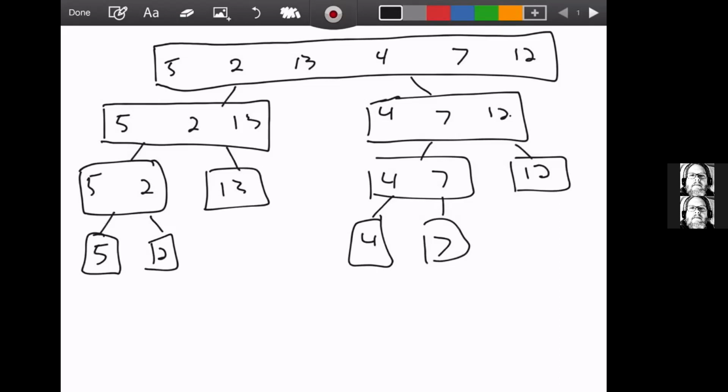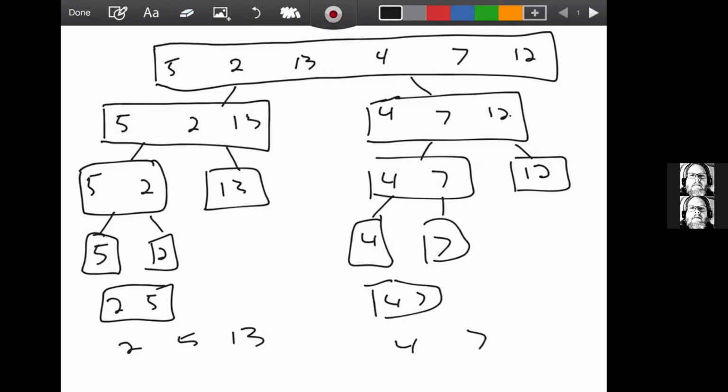These are in recursive calls, so these are all happening at one time. So we start the merge, and I wish I had more screen here. The 5 and the 2: of these two, you're going to pick the smaller. So you put the 2 there, then you put the 5. You're now going to compare this with the 13, and build up a 2, 5, 13. Same thing over here, the 4 and the 7. You're going to combine those in the same order, 4, 7. You can combine that with the 12, and you're going to get 4, 7, 12.